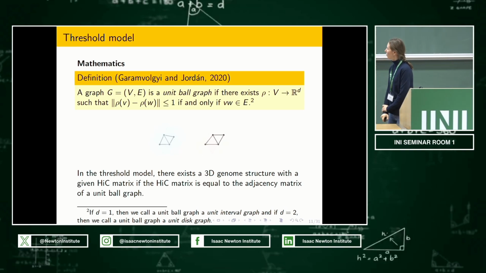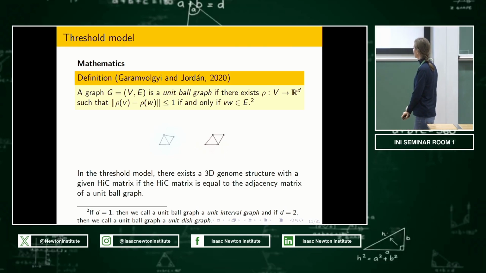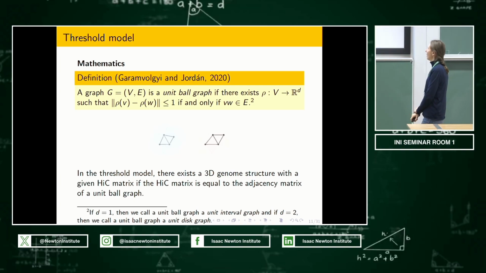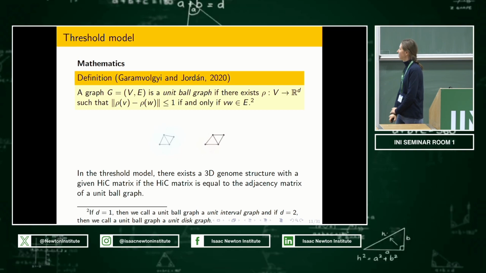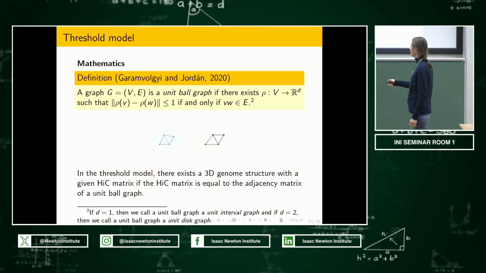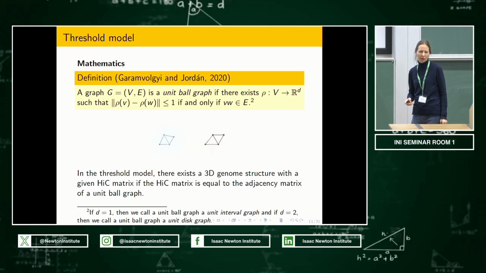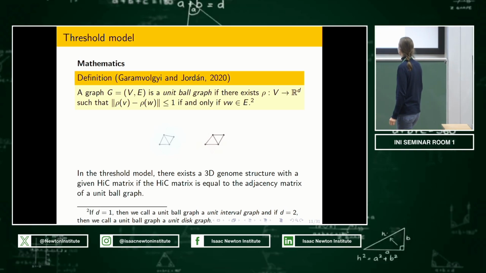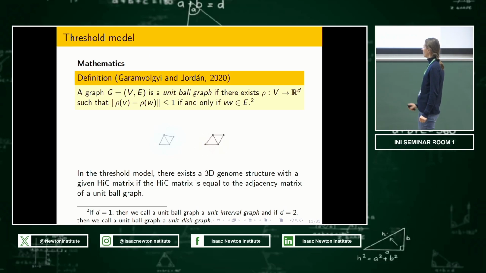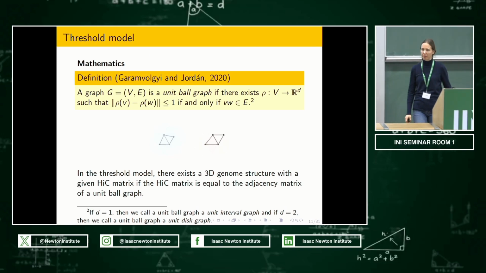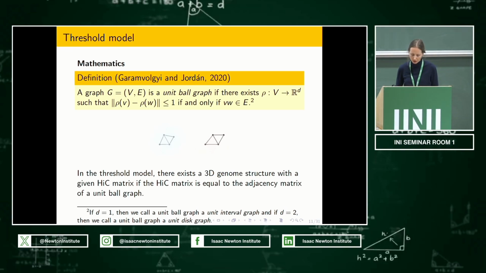In the threshold model, there exists a 3D genome structure with a given Hi-C matrix if the Hi-C matrix is equal to the adjacency matrix of a unit ball graph. If the dimension is 1, then the unit ball graphs are called unit interval graphs, and I believe also indifference graphs. If the dimension is 2, then we call a unit ball graph a unit disk graph, or rather, this is what it's called in the literature.